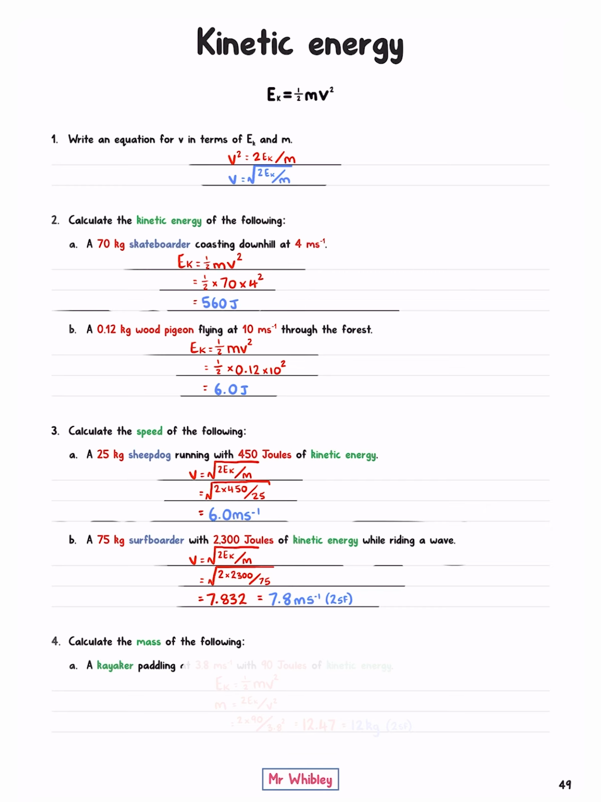Question 4. Calculate the mass of the following. A kayaker paddling at 3.8 meters per second with 90 joules of kinetic energy. Taking our kinetic energy equation and solving it for mass by doubling both sides and dividing both sides by v squared, putting our numbers in, gives me 12.47 or 12 kilograms to two significant figures.